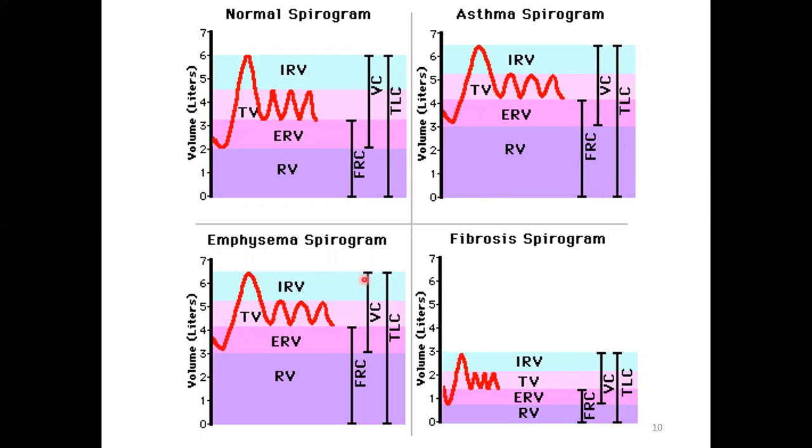But emphysema is an obstructive disorder, because we see a drastic increase in the residual volume. We see a slight increase in the total lung capacity, but at what cost? Well, the cost of the IRV.